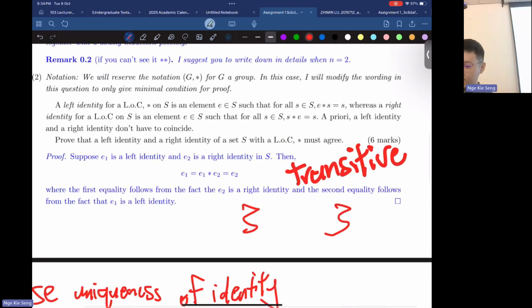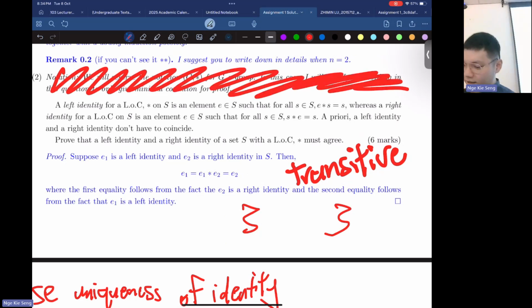So how about the second question? Actually, you can ignore this notation and next time I'll remove it. I forgot why I put this last time. The second question is about proving left identity and right identity agree. Some of you talk about identity. Do you know the difference between left identity, right identity, and identity? Identity includes both conditions, left and right, so left and right somehow split the condition for identity into two.